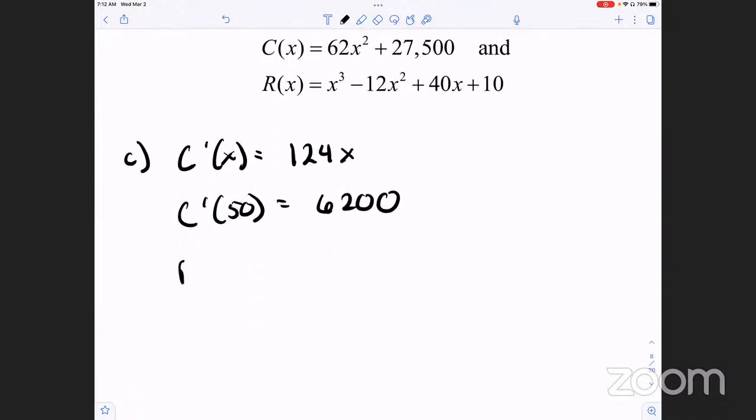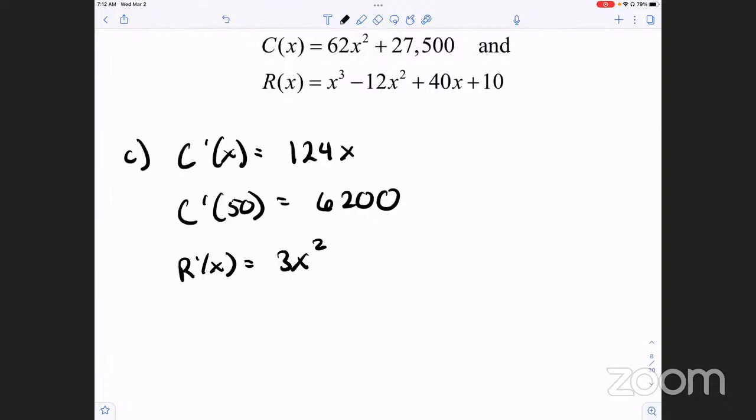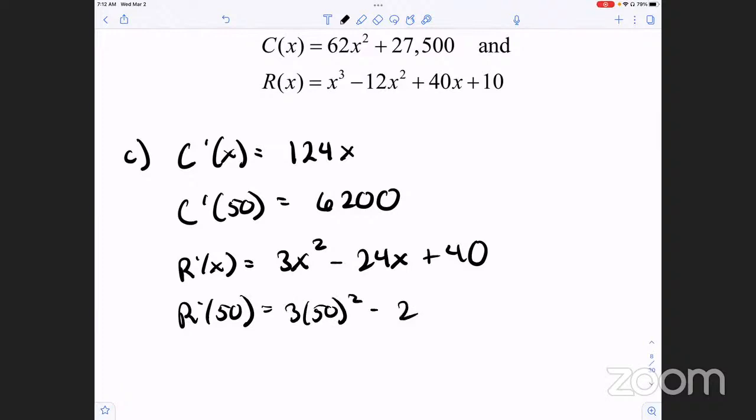So then for the revenue function, R prime is 3x squared minus 24x plus 40. Okay, so then R prime of 50 is 3 times 50 squared minus 24 times 50 plus 40. Hey Siri, what's 3 times 50 times 50 minus 24 times 50 plus 40? It is 6,340.